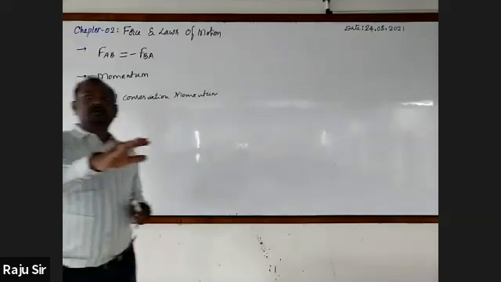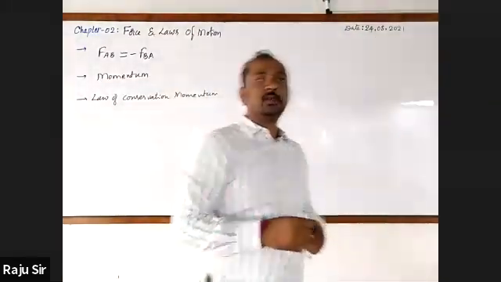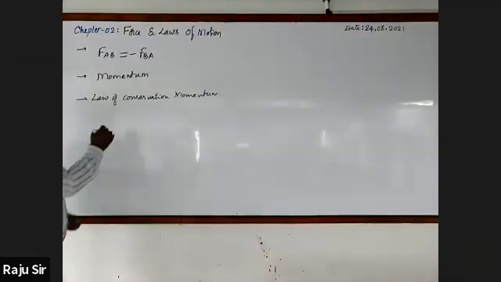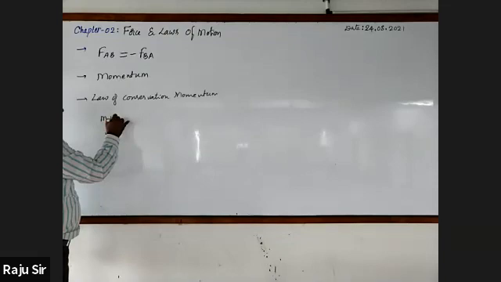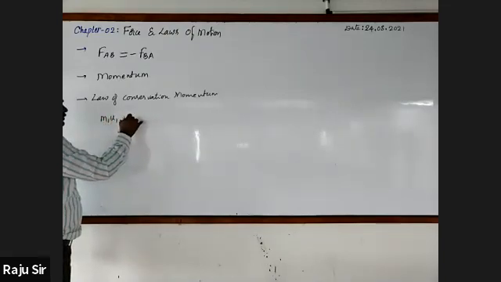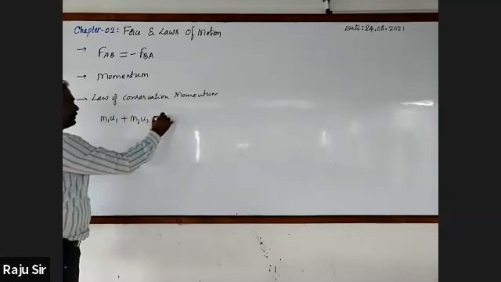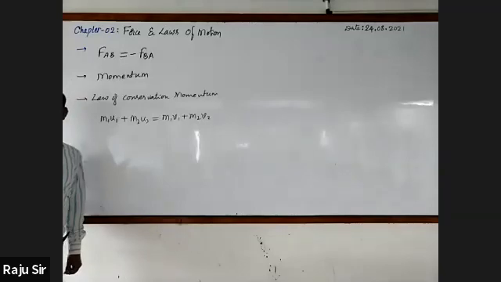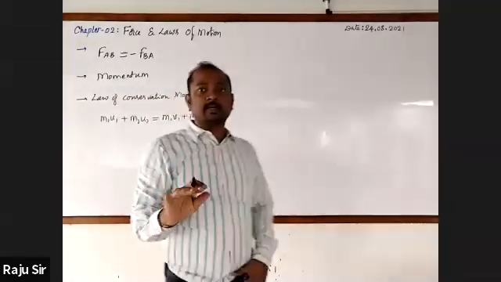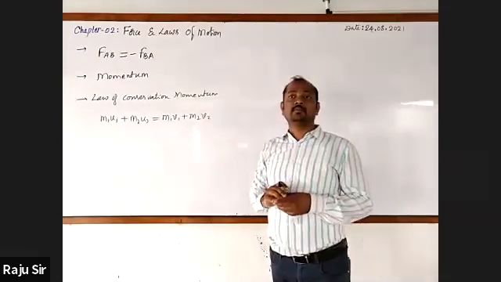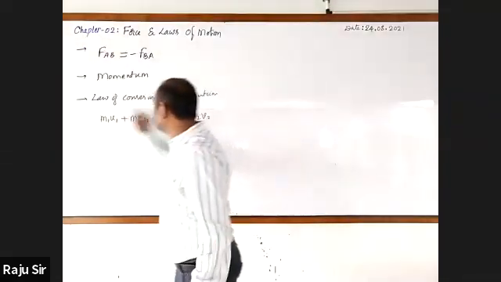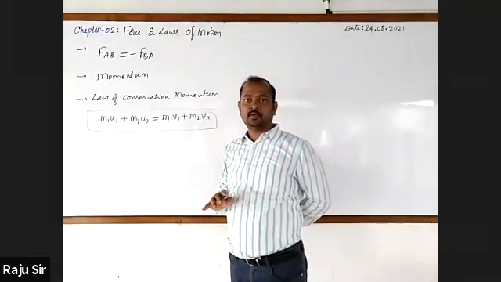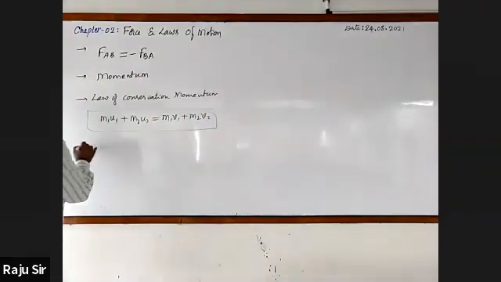Then, what is the mathematical expression for law of conservation of momentum? M1 U1 plus M2 U2 equals M1 V1 plus M2 V2, right? This is the mathematical expression for law of conservation of momentum. We had even derived this equation as well. Do you remember what steps we followed? Let me make you recall.